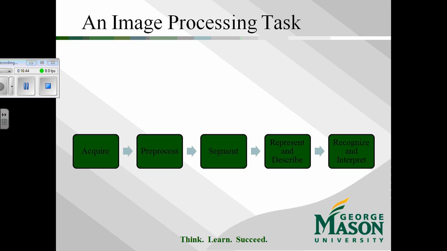Okay, so what is an image processing task? You acquire the image, you take the picture. You pre-process it. That's sharpening up the lines, filtering out the noise. Okay. Then you can segment it. That goes back to the idea of finding a section that you want to look at, whether you're going to zoom in or you're just going to focus on one section to clean up the image.